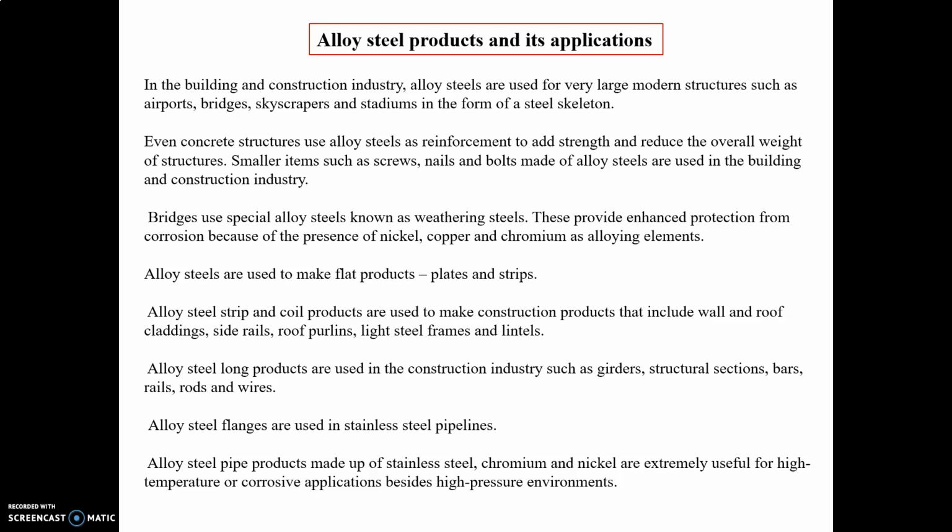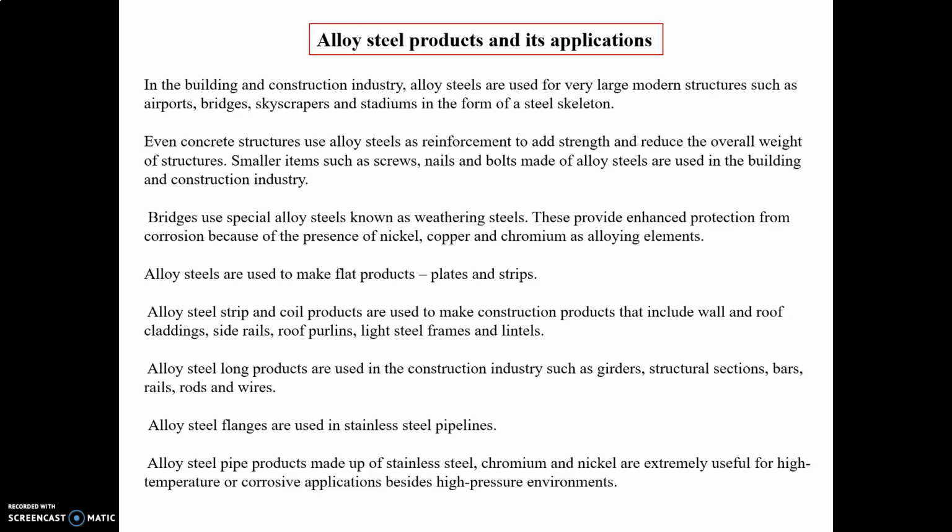Alloy steels are used to make flat products such as plates and strips. Plates are available in a wide range of grades and sizes. They are used in building construction by welding plates into fabricated sections. Alloy steel strip and coil products. Strips are available as hot and cold rolled strips and hot dipped galvanized coils. These are used to make construction products that include wall and roof cladding, slate rolls, roof purlins, light steel frameworks, and lintels.